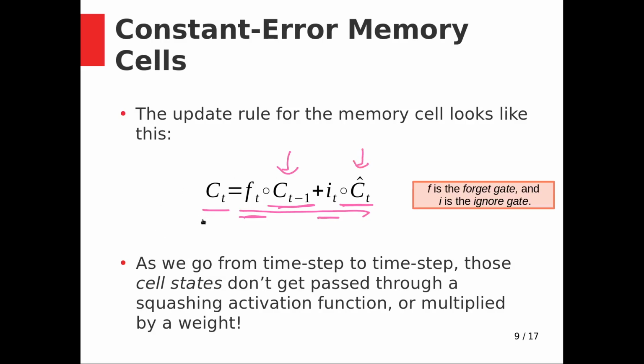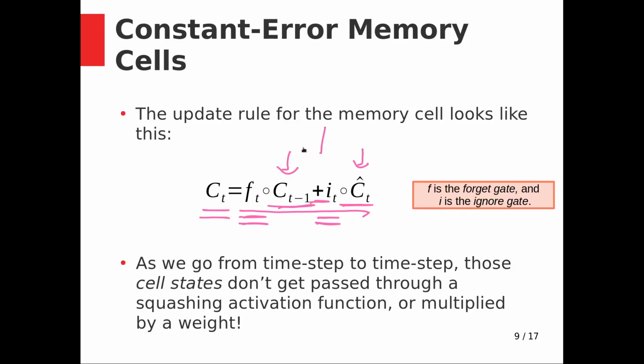To come up with our next cell state, we filter some of the old cell state through a forget gate. So we choose to forget some of it and remember the rest of it. And then we filter the next candidate cell through an ignore gate. We learn to ignore some of it and accept the rest of it. And then we add them together. And this is where the constant error carousel comes through, because the derivative of that is 1.